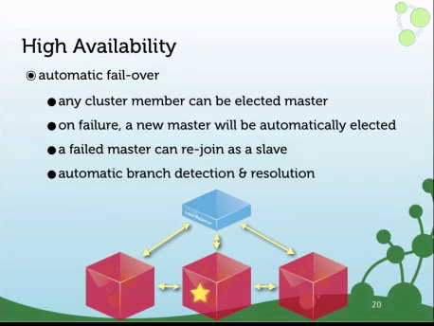It's possible, of course, that the timing of this could have ended up causing a branch in the data. There's automatic branch detection, though, and there's automatic resolution for that branch, so you don't have to worry about it. All you have to worry about is just starting that server back up again. It'll rejoin, and then everything will continue.